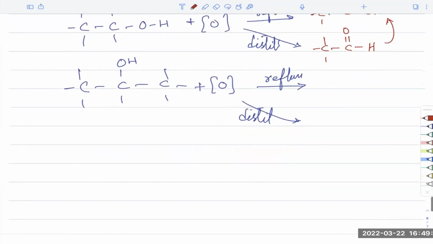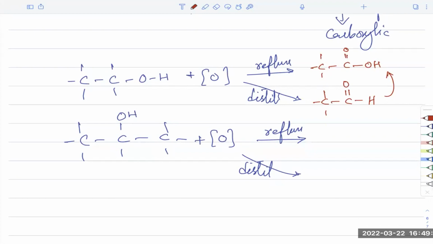Sorry, can you explain the distillation part again? How did you get this from that? Don't you have to remove two hydrogens? The distillation part is you do incomplete oxidation. You oxidize it to aldehyde, but don't oxidize the aldehyde itself.